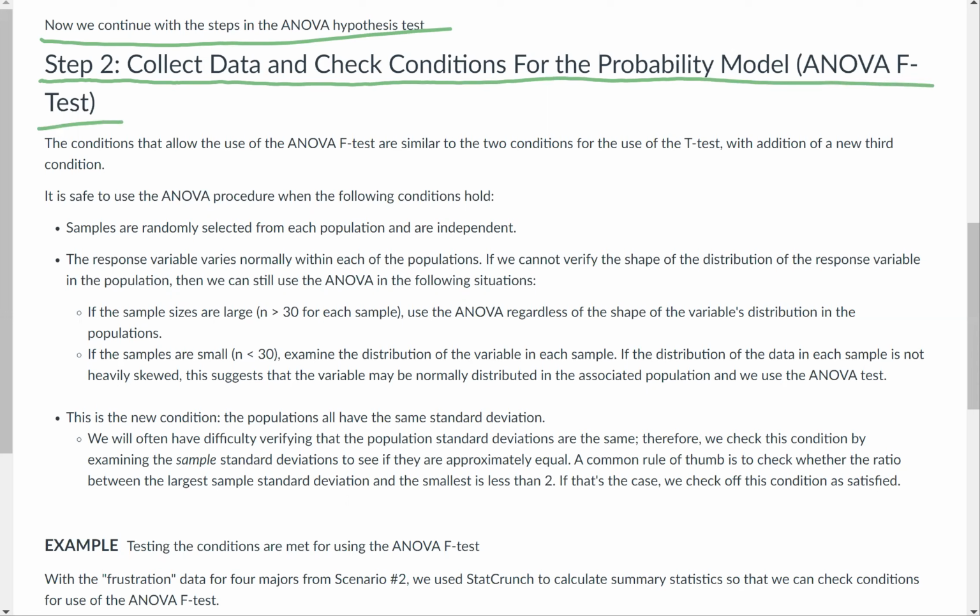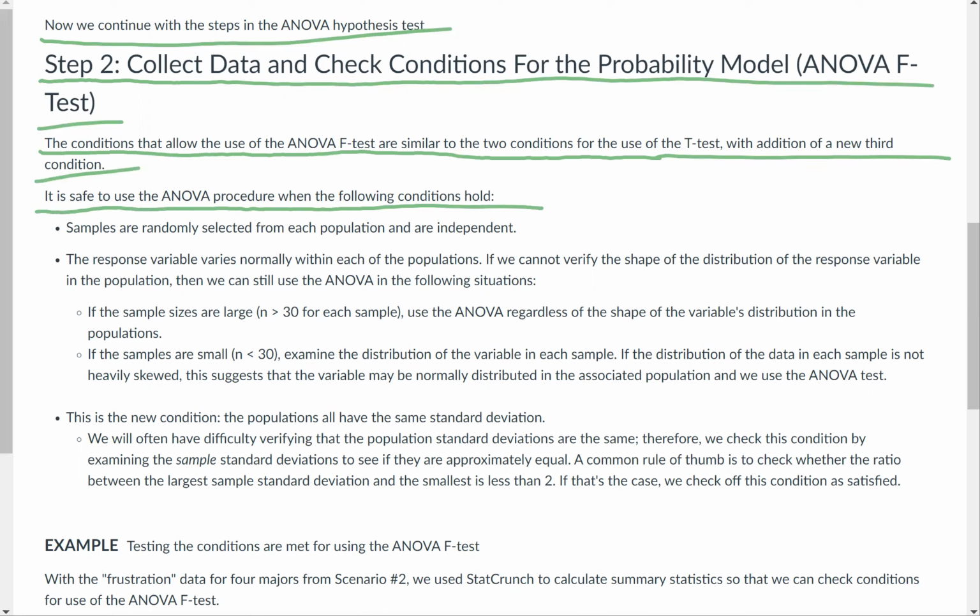described before. The conditions that allow us to use the ANOVA F test are similar to the two conditions for the use of the t-test, with addition of a new third condition. It's safe to use the ANOVA procedure when the following conditions hold. First, samples are randomly selected from each population and are independent. Secondly, the response variable varies normally within each of these populations.